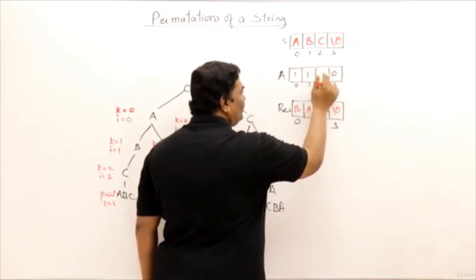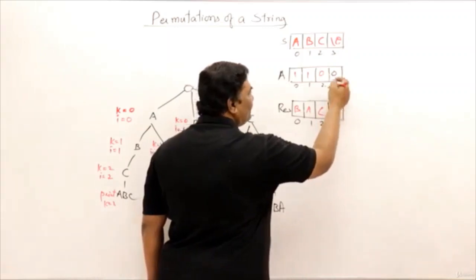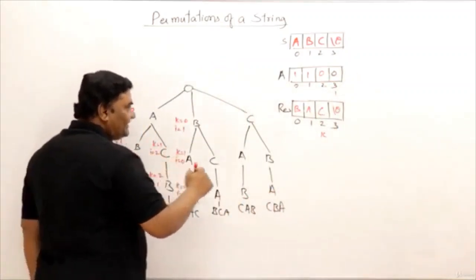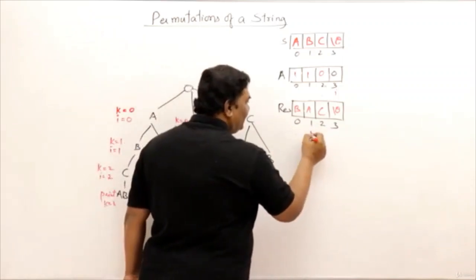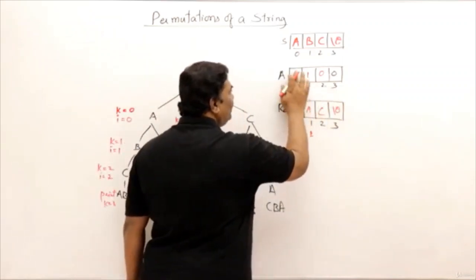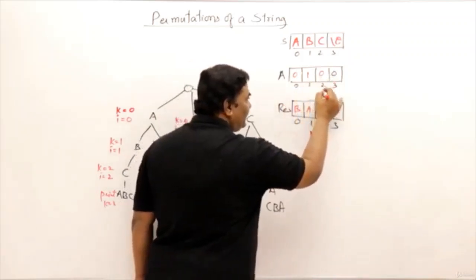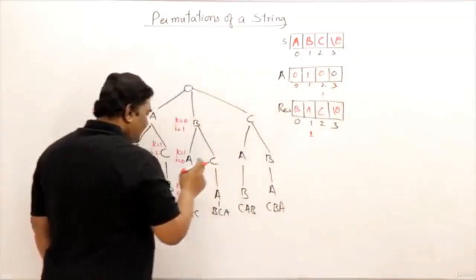Then what to do? Whenever you are going back, make it as 0 and continue. So there is nothing, so again go back. K is at 1 and I is at 0. What to do? Make it as 0 and continue. This is already taken. This is not taken, so yes, now we get C.